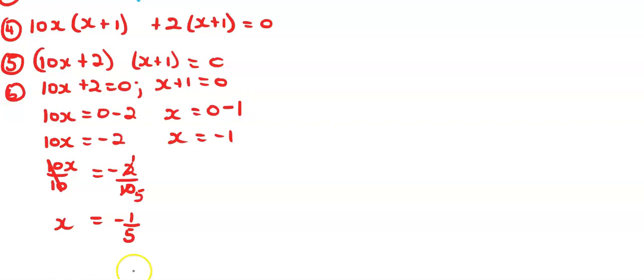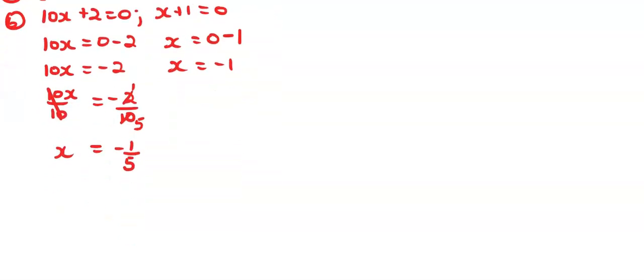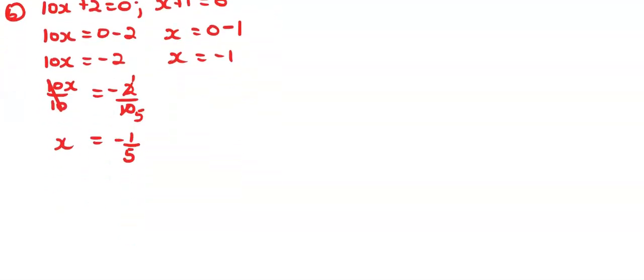So those are the two values that we're looking for. Let's go ahead and put our answer at the bottom. That is ANS: x is equal to negative 1 over 5, and we also have x is equal to negative 1.